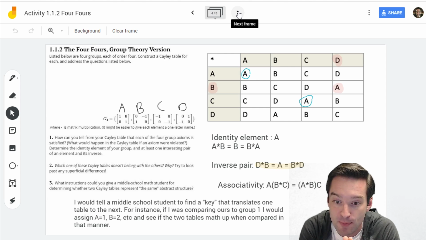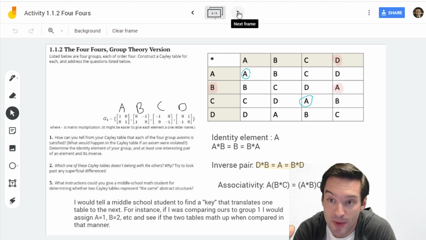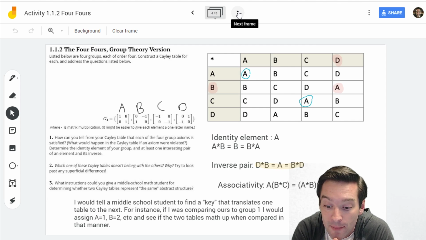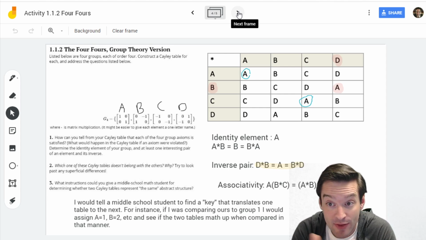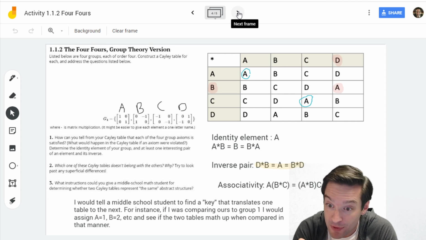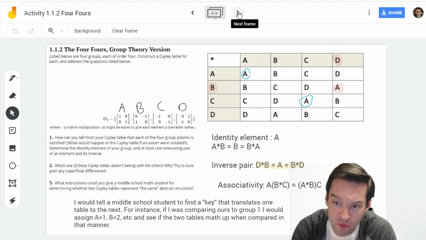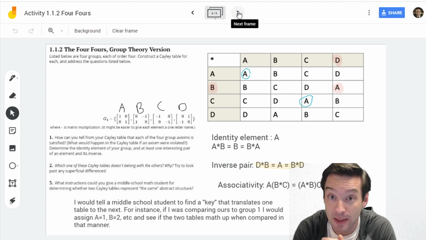And the fourth was matrix multiplication. We had these 2 by 2 matrices, 4 of them in all. Their products equal one another, right? We have closure. We have an identity element, which was the identity matrix. We called it A in this table. Everything had an inverse. Associativity is always true about matrix multiplication. And so all 4 of these formed group structures that had 4 elements in them.